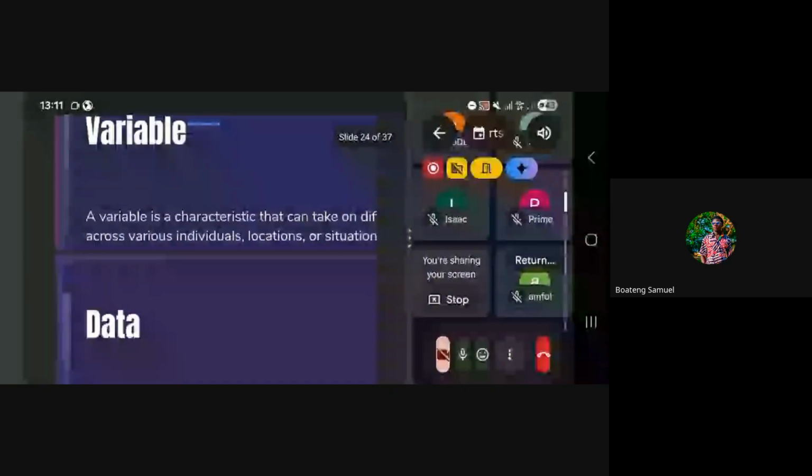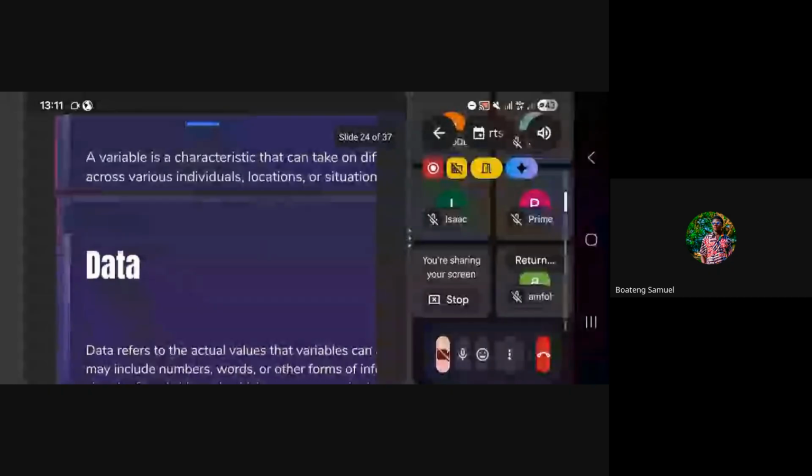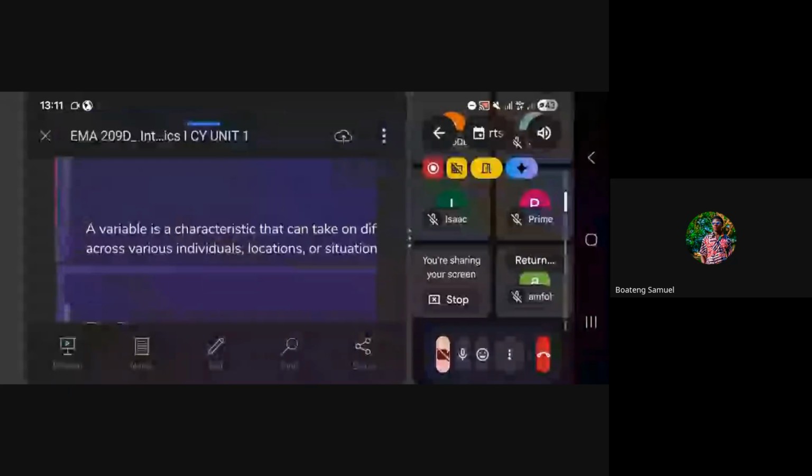Okay, so a variable is any quantity that can be measured. For example, the height or age of people. Great, thank you very much. So it can be measured.